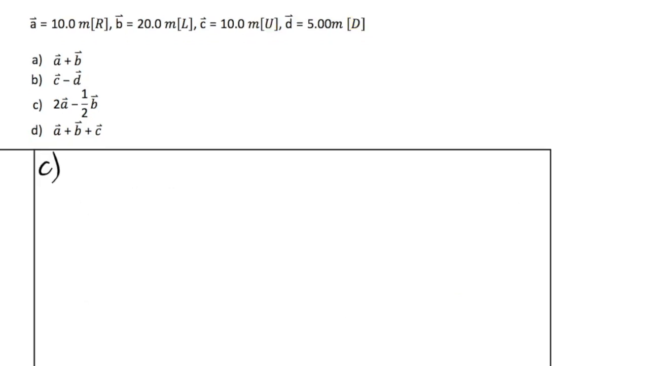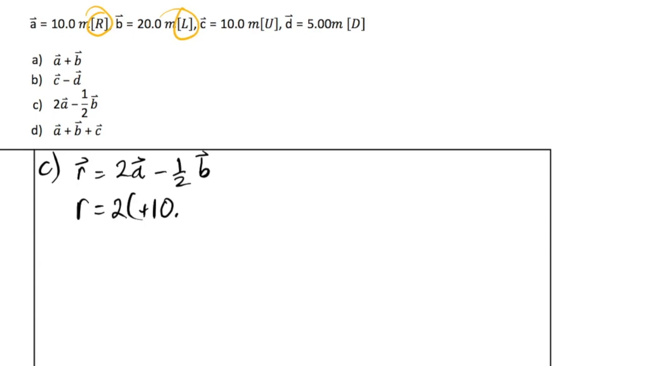Part C, we're looking for the resultant of 2 times A minus 1/2 of vector B. Again, vector A and B are collinear because they are both on the x-axis. So we can just use straight up addition, subtraction, and multiplication to do this. That's going to be 2 times positive 10. Now, you don't always have to put in all the sig figs here. You could just write it as 10 in these interims.